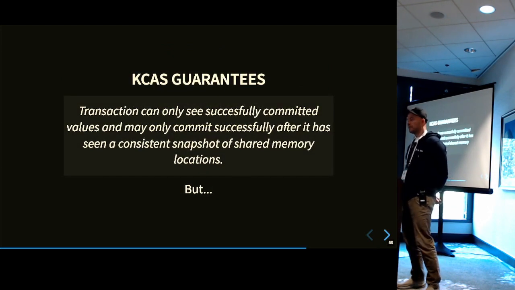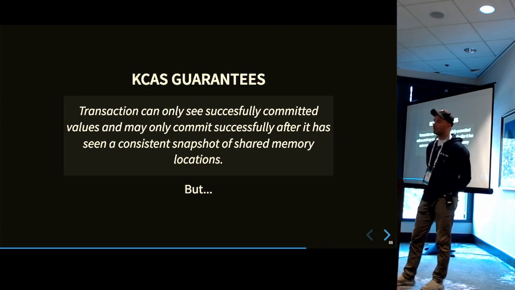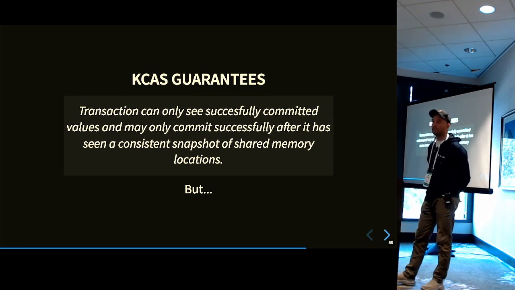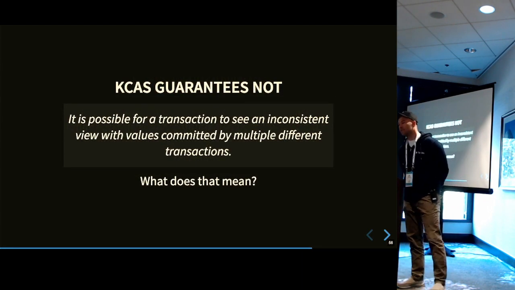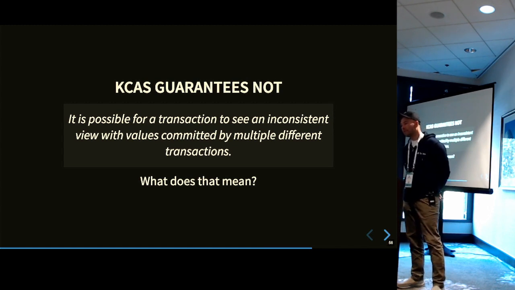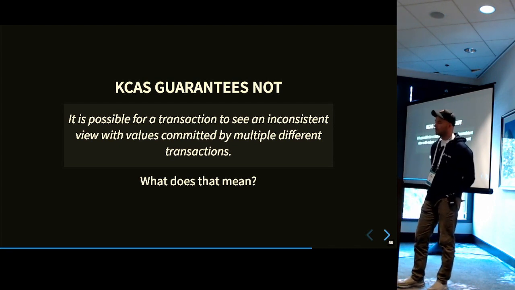The algorithms underlying kcas have many nice properties. In particular, updates to memory are disjoint access parallel, and there is no global sequential bottleneck during updates. Most importantly, a transaction may only commit successfully in case it has observed a consistent snapshot of memory. However, it is possible for a transaction to see an inconsistent view of shared memory locations with values committed by multiple different transactions. Having seen such an inconsistent view, a transaction cannot commit successfully and must be retried.